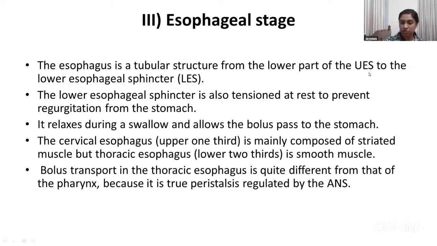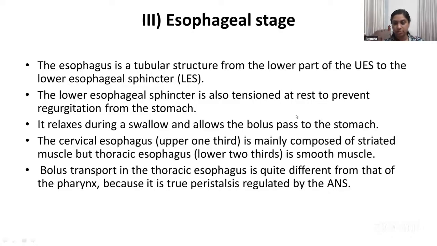Okay, during the esophageal stage, after entering the stomach, the LES or the lower esophageal sphincter should be closed to prevent the regurgitation of food and digestive juices into the esophagus and damaging the esophagus. The lower esophageal sphincter should be closed after the esophageal phase, once the food reaches the stomach. Okay, it relaxes during a swallow and allows the bolus to pass to the stomach. For the passage of food from the esophagus to the stomach, it has to relax.